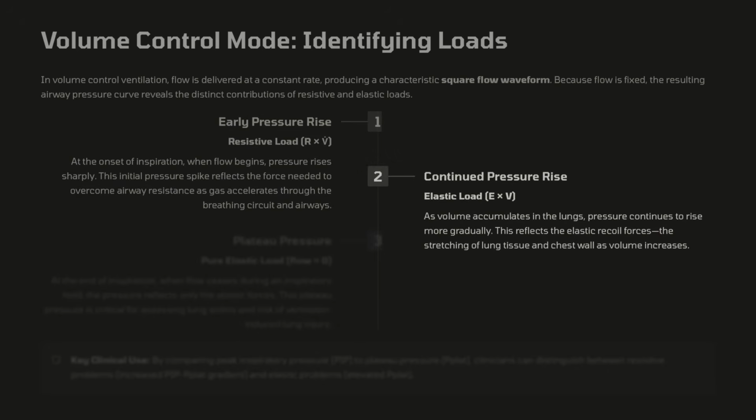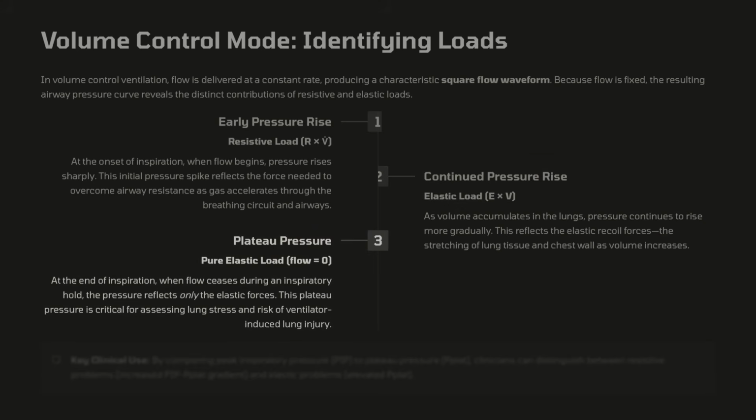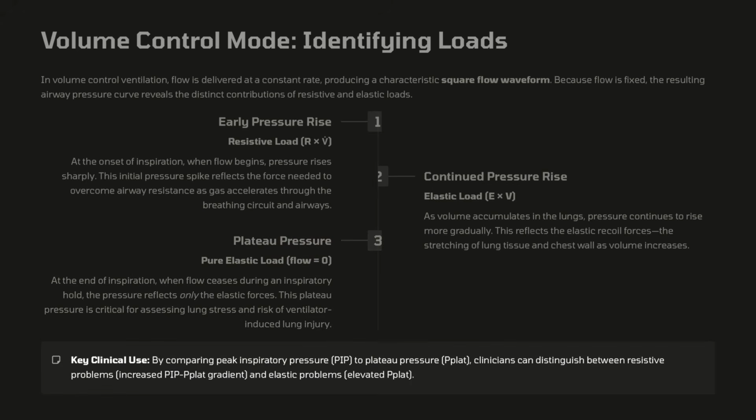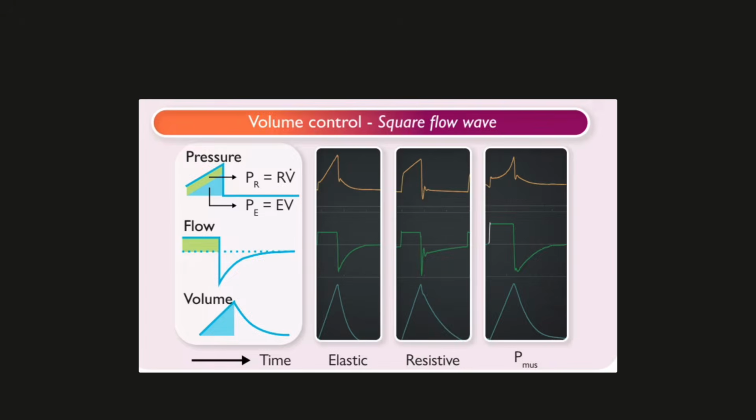So the next pressure rise is because of the elastic load, and finally you reach a plateau when there is zero flow. So by comparing peak inspiratory pressure to the plateau pressure, the clinician can distinguish whether I have a resistive problem or an elastic problem. If the gap is too high, it means there is a resistive problem. If the plateau pressure is closer to the peak pressure, it means there is an elastic problem.